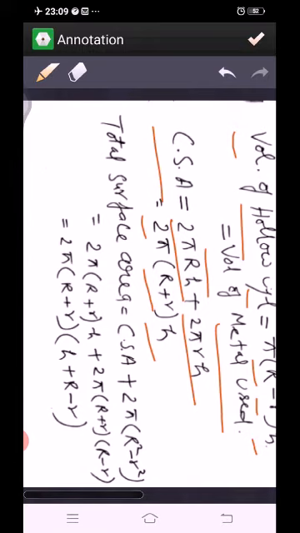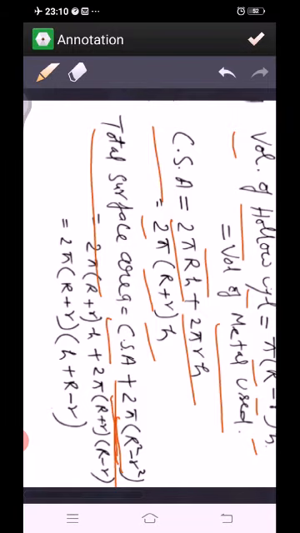Then total surface area will be equal to curved surface area plus area of two bases. So the bases are rings. Area of one ring is pi into capital R square minus small r square. This is the area of a ring. This we have studied in circles. So now we have two circular bases which are in ring form. So we get area of bases as 2 pi into capital R square minus small r square.